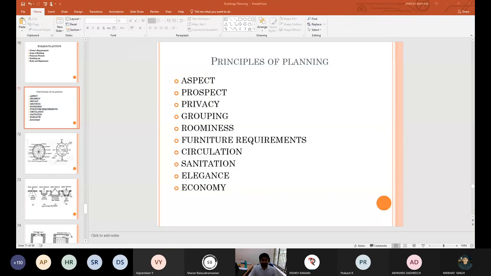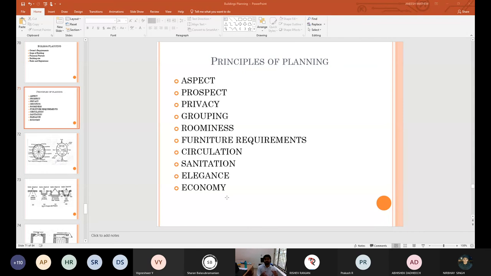This is the first thing actually. Normally, before drawing, before planning, this is the thing we need to measure. Economy measures is very much important. A strong, solid building structure may appear to be costly at the start, but in the long run, it proves to be cheaper due to minimum maintenance cost.